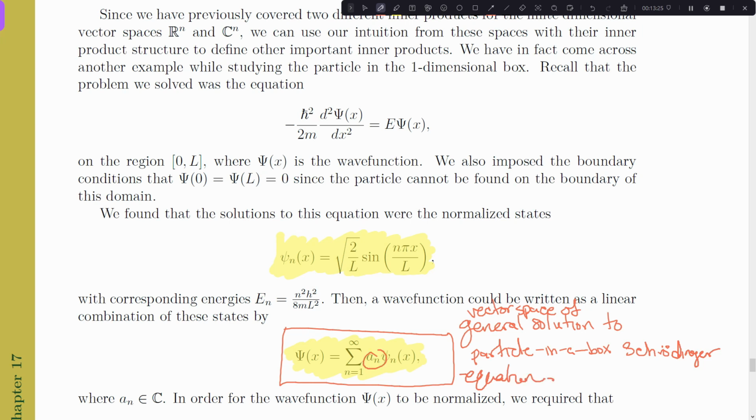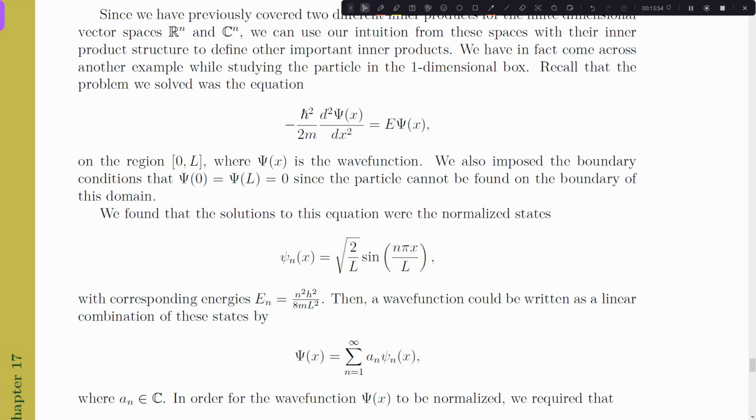You can see these a sub n's really are the coefficients or the entries to the vector, and the psi sub n's, which are these, are the basis elements of that vector space. So yeah, we can form a vector space given all of our individual solutions. We can just add them together under some infinite linear combination, and that forms the vector space of general solutions.